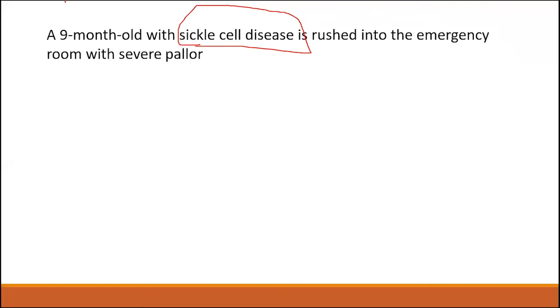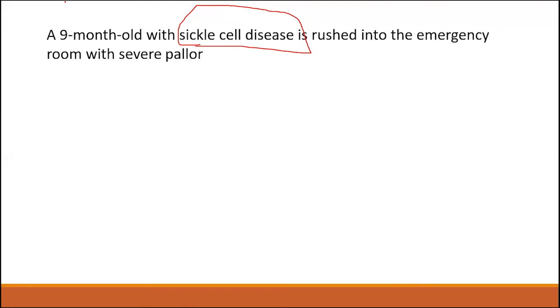So again, you want to know the status of the parent. Are they AA? Are they AS? Are they SS? You want to know it. All right. And the child's own too, you want to know it. That's just by the way.